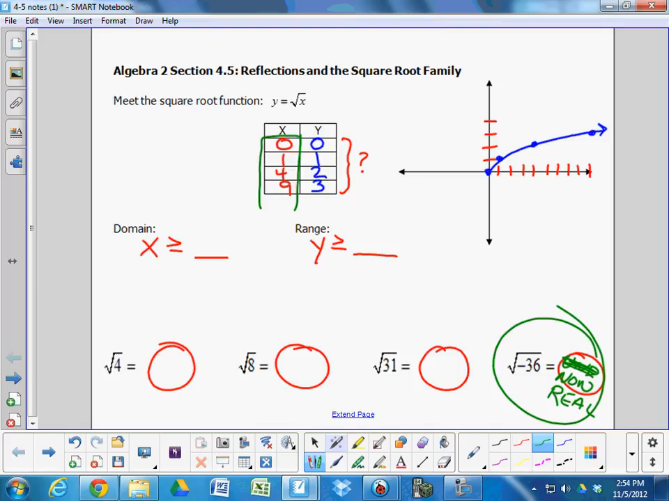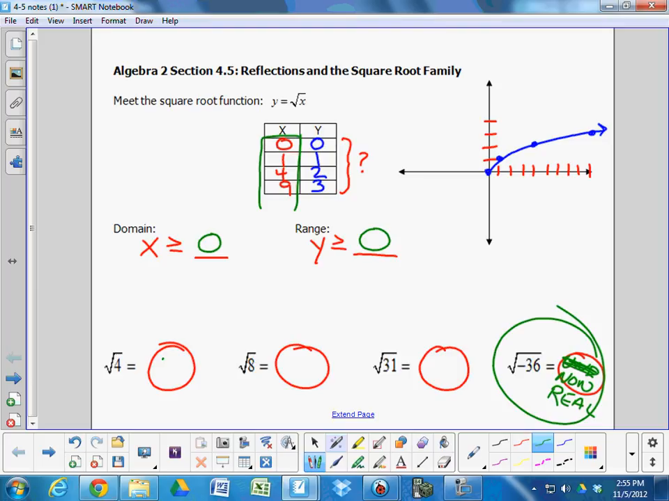All right? But for now, just know that the domain, meaning the numbers that are allowed to go into this function, have to be greater than or equal to 0. And the range is the numbers that come out of this function for y, and they have to be greater than or equal to 0 as well.